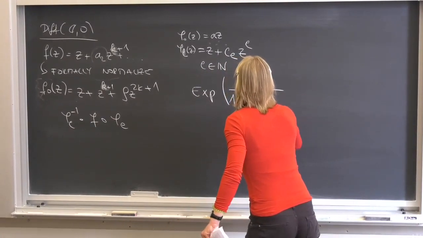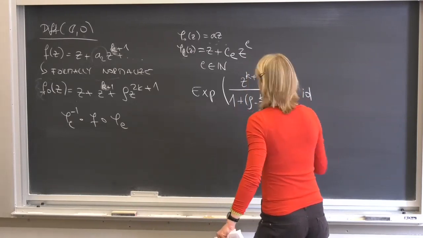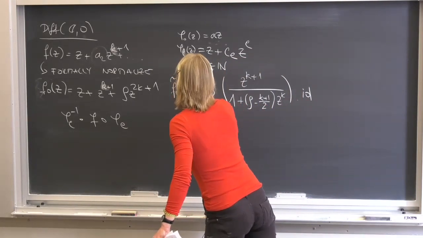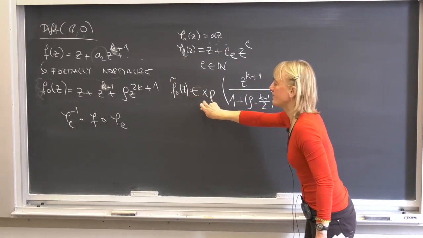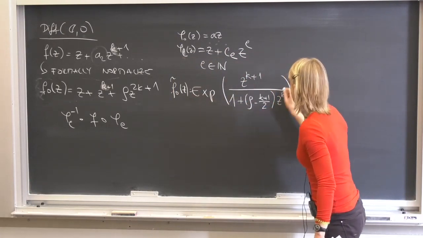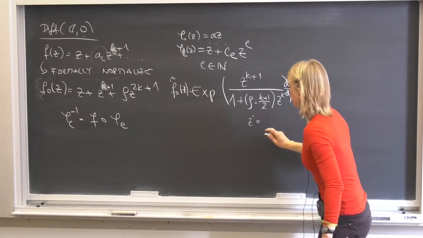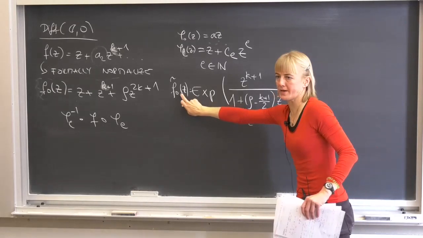I think it's rho minus k plus 1 over 2 zk. And this is some f0 field of z. So this means that it is the type 1 map of this vector field d over dz. So once we solve the equation z prime is equal to this and find this type 1 map, we get a germ like this.